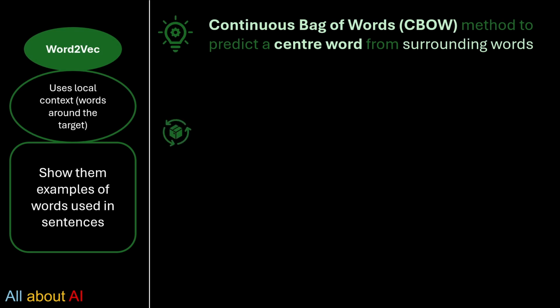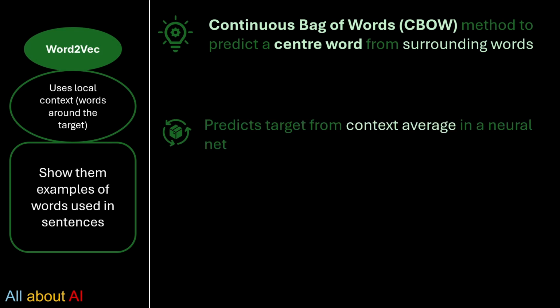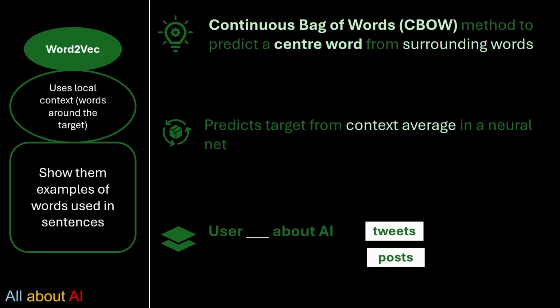Here, how does it work? It trains a small neural network to do the prediction. It predicts targets from the context average. So for example, if we have a sentence, say user, and there's a blank, about AI. Based on the corpus or examples during the training process, it will learn that the blank would be, say, tweets or posts. And that's how it will put tweets and posts somewhere near in the vector space.